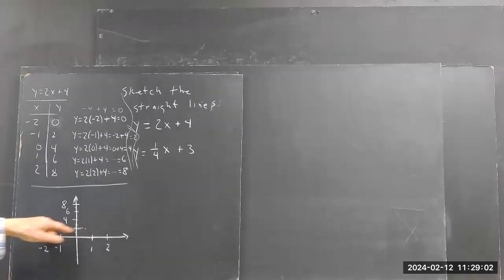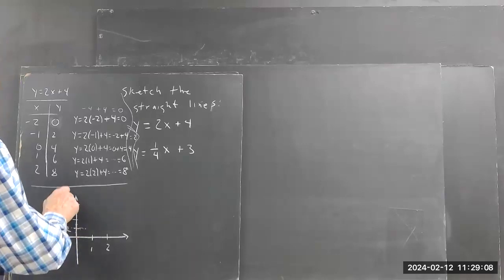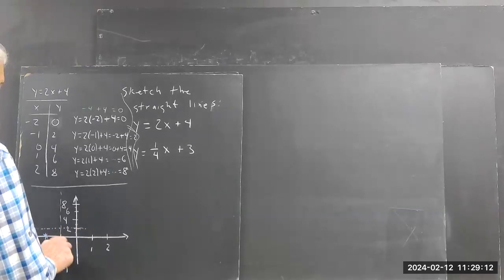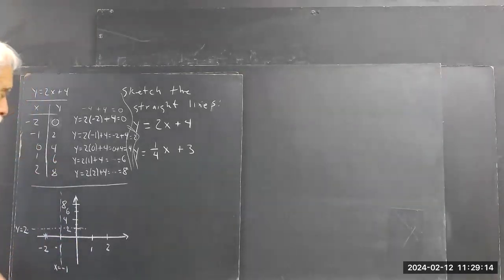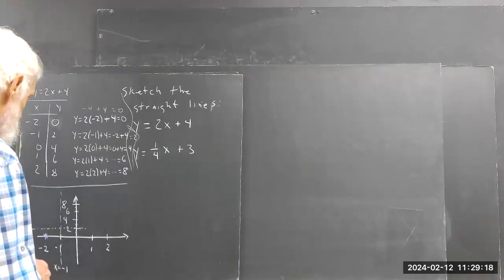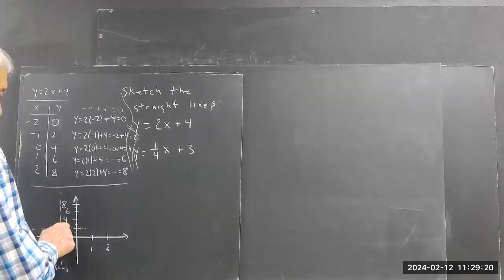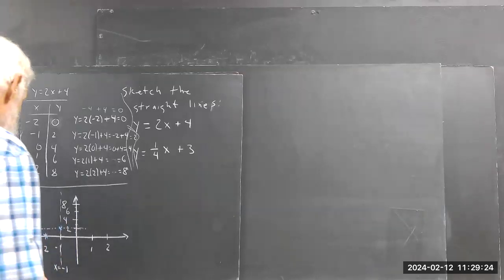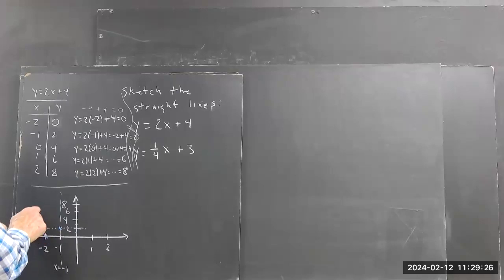The y coordinate of every point on this line is 2, so there's the y equals 2 line. The x equals -1 line is here. Every point on this line has x value, x coordinate, -1. So if I look at the intersection of these two lines, that's where y equals 2. Now, if you label these points, this point would be -1, comma, 2.